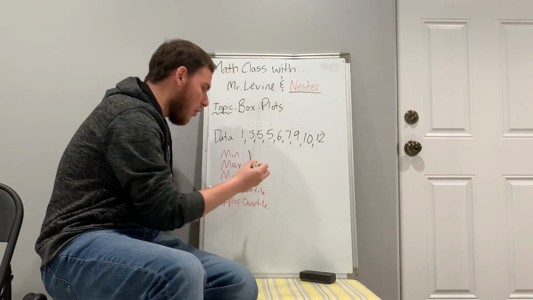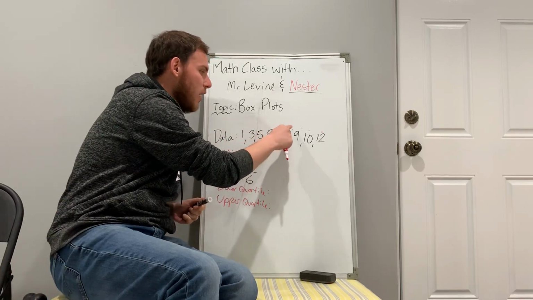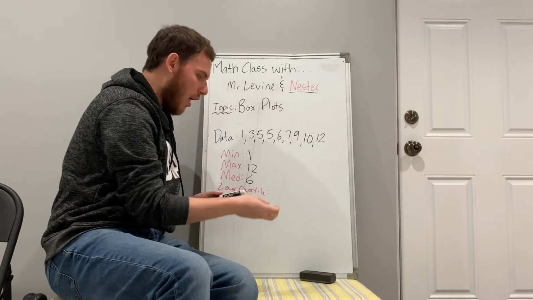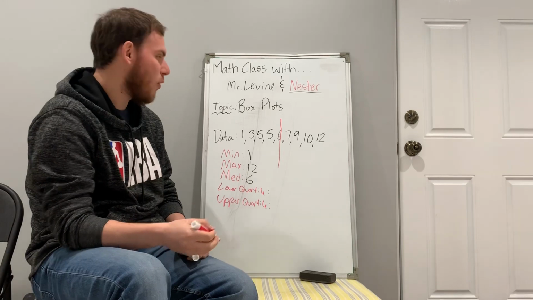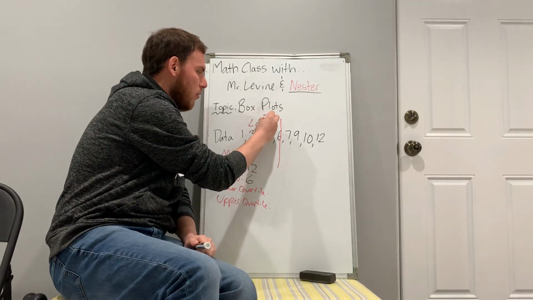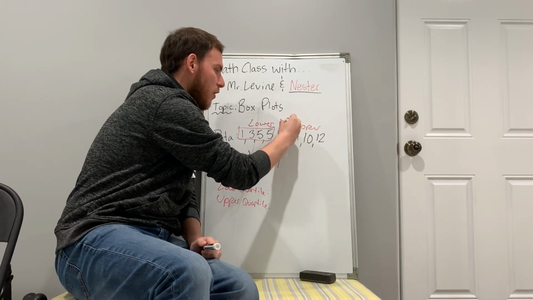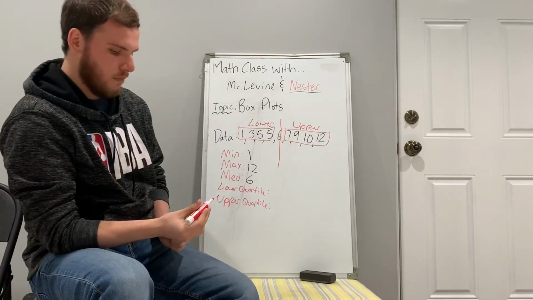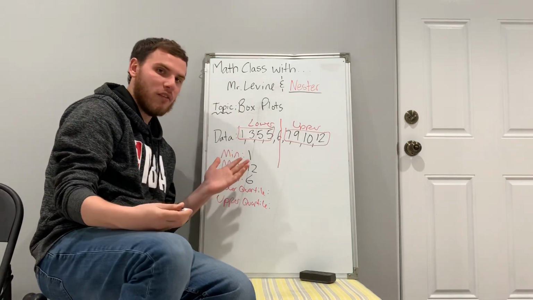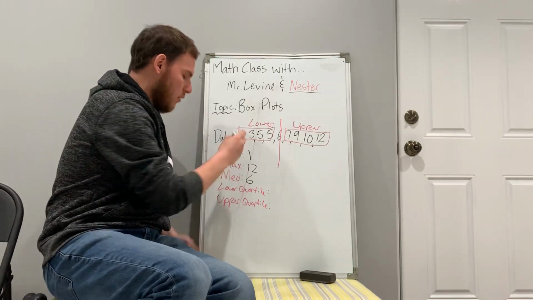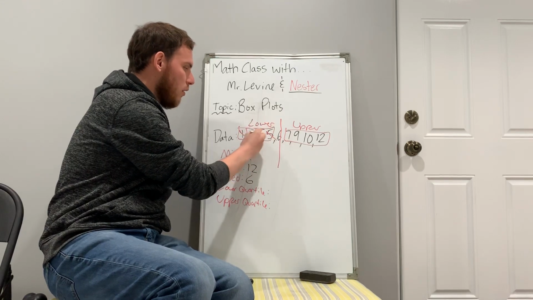Now we need to figure out the lower quartile and the upper quartile. So to do that, where we see the median, we draw a line right down the center. Now our data is broken up into the lower, which are these 4 numbers, and the upper. To figure out the lower quartile, we just find the median of the lower set of numbers. So the median here would be, cross out the 1, cross out the 5, 3 and 5.